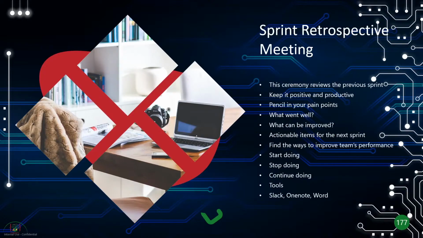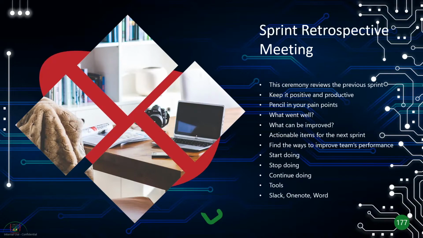So what do you do in the retrospective meeting? Basically, you are looking at the previous sprint. You need to keep it positive, right? It's not a session where you're pointing fingers at each other. That's not the reason we have the retrospective here. You have to keep it productive. You write down your pain points. You write down what went well, what can be improved. Make sure you have some actionable items for the next sprint.